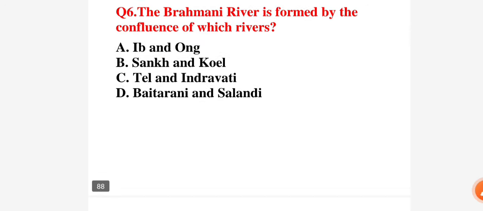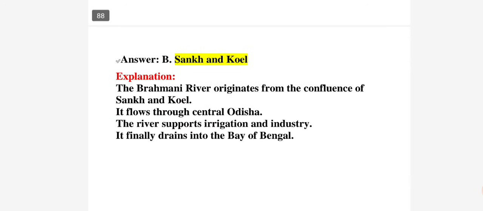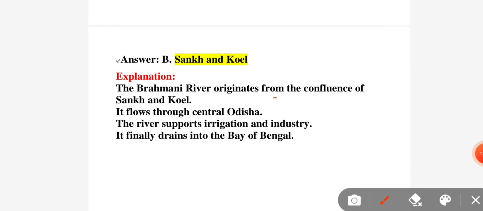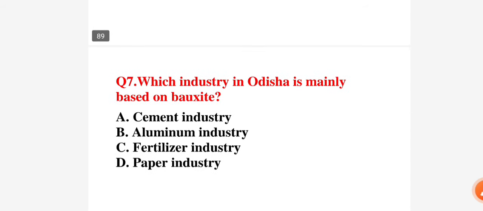Let us go through the explanation part. The Brahmani river originates from the confluence of Sankh and Koel. It flows through central Odisha. The river supports irrigation and industry. It finally drains into the Bay of Bengal. So let us move to the next question. That is our question number 7.